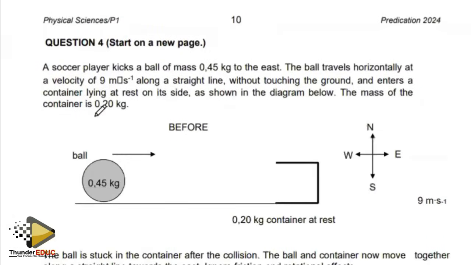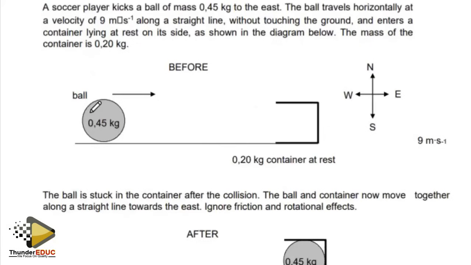All right, then question number 4. This is momentum. We also looked at it. They're telling us that a soccer player kicks the ball of mass 0,45 kilograms to the east. And then the ball travels horizontally at the velocity of 9 meters per second, along a straight line without touching the ground, and enters the container lying at rest. This soccer player should be a star. That's magic. Then the mass of the container is 0,2 kilograms.